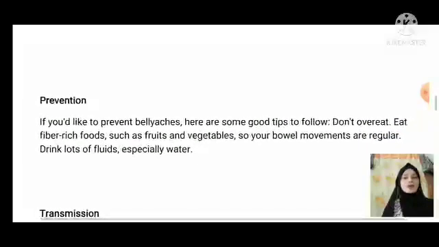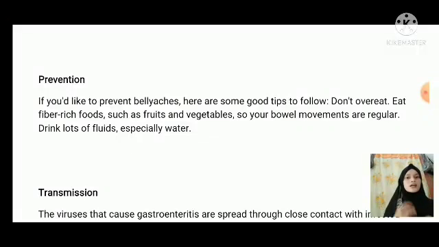So for prevention, if you would like to prevent belly aches, here are some good tips to follow. Don't overeat. Eat fiber-rich foods, like vegetables or fruits. Keep your bowel movements regular, and drink lots of fluids, especially water.